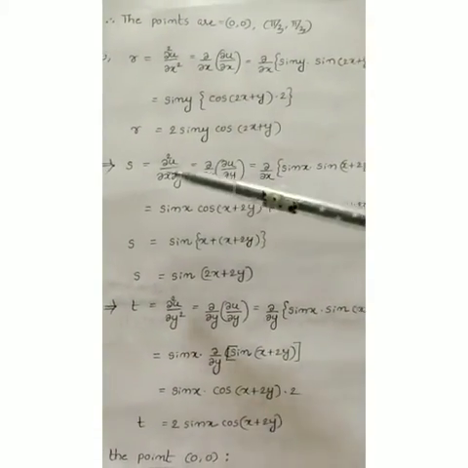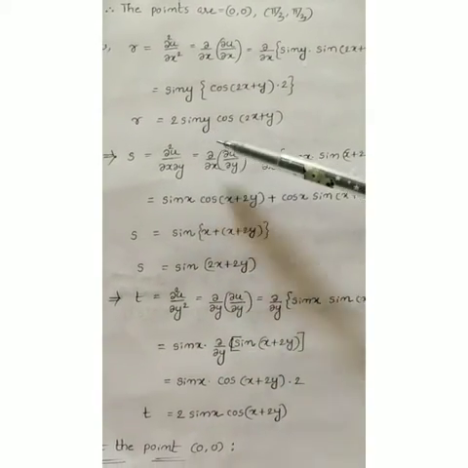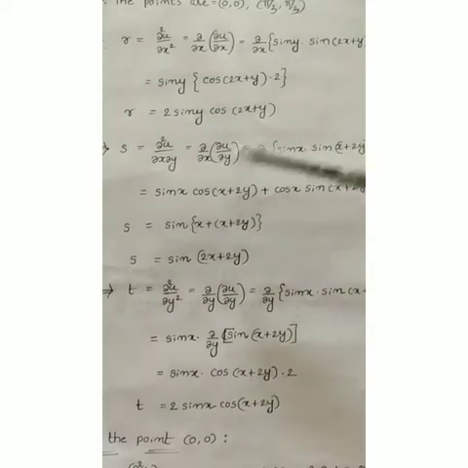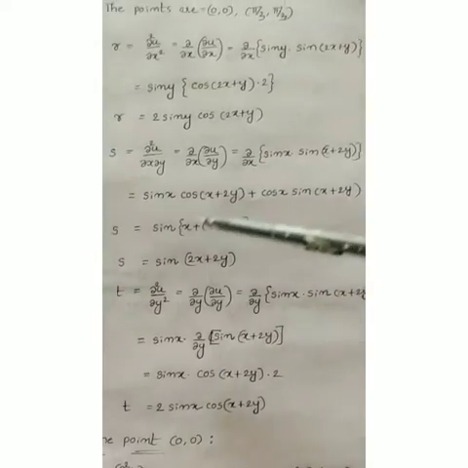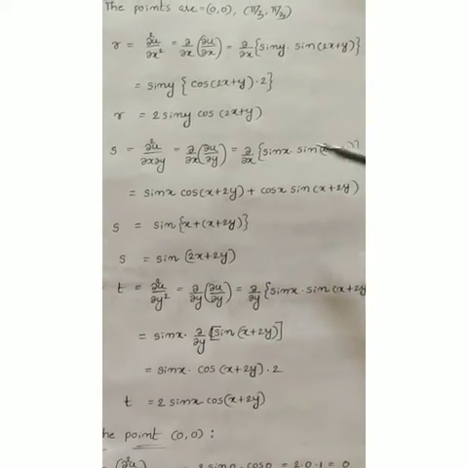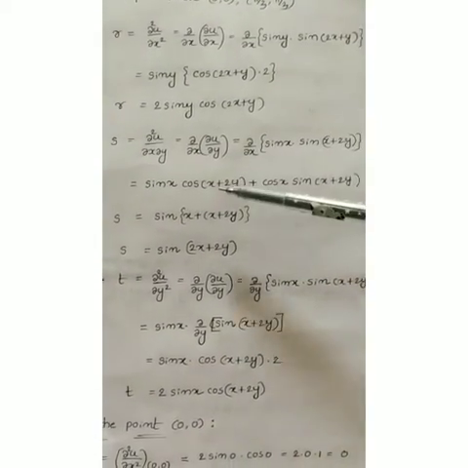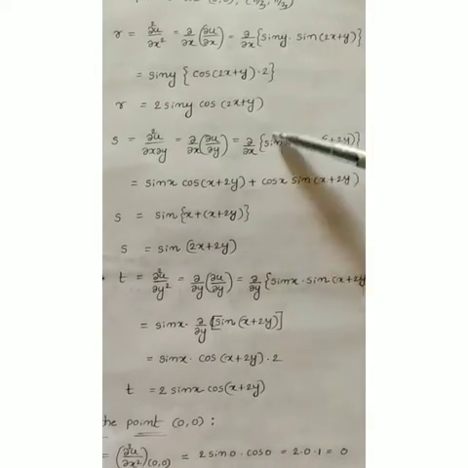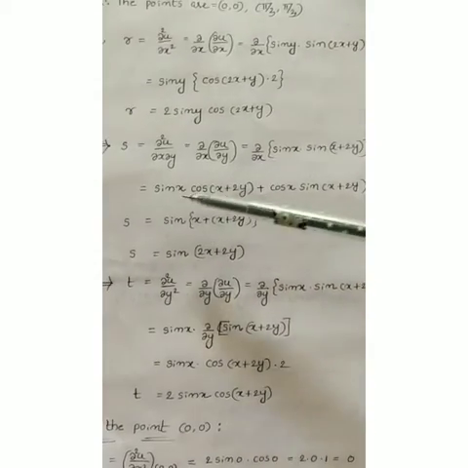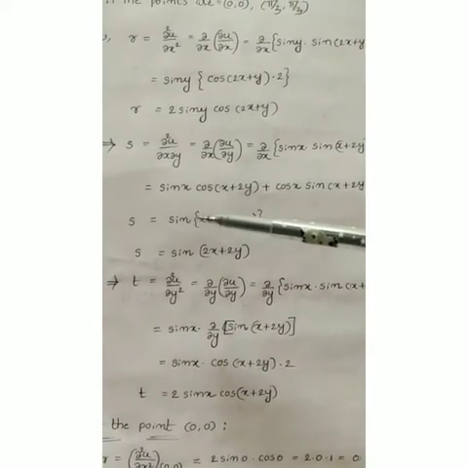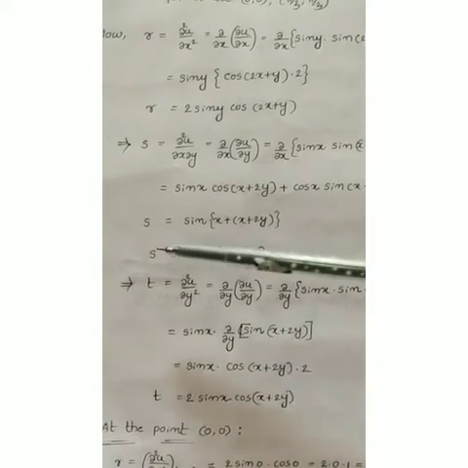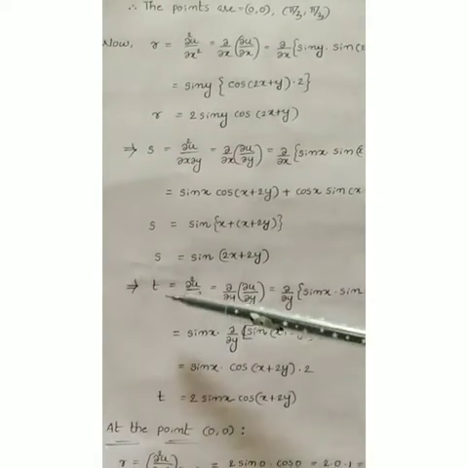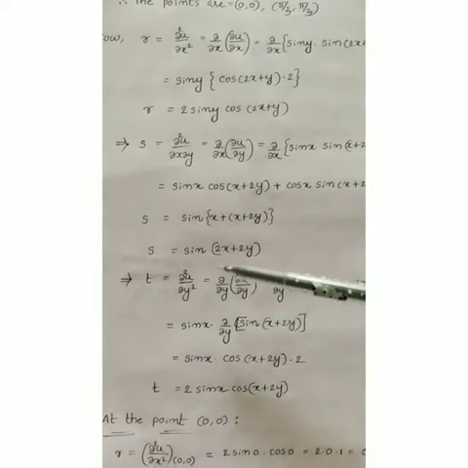S equal to dou square u by dou x dou y, that is dou by dou x of dou u by dou y. Dou u by dou y value is sin x into sin of x plus 2y. So it is in the form of u into v method, sin x into cos of x plus 2y plus cos x into sin of x plus 2y. So it is in the form of sin a cos b plus cos a sin b, that is sin of a plus b, sin of x plus x plus 2y, that is sin of 2x plus 2y. This is s value.